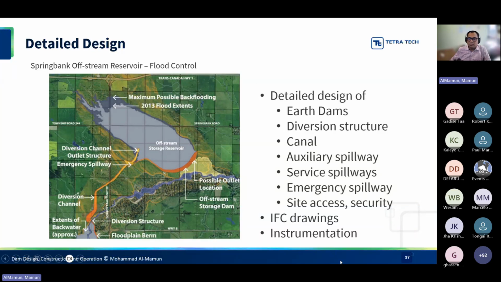It has a service spillway in the main river. So all these details were designed, and the construction drawings were prepared, as well as the instrumentation plan, because instrumentation is a big part of dam surveillance and monitoring.